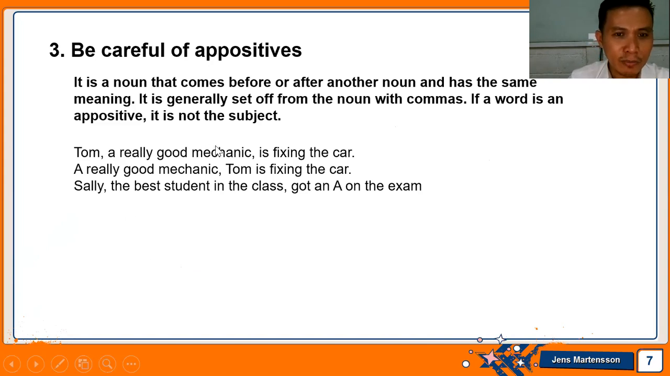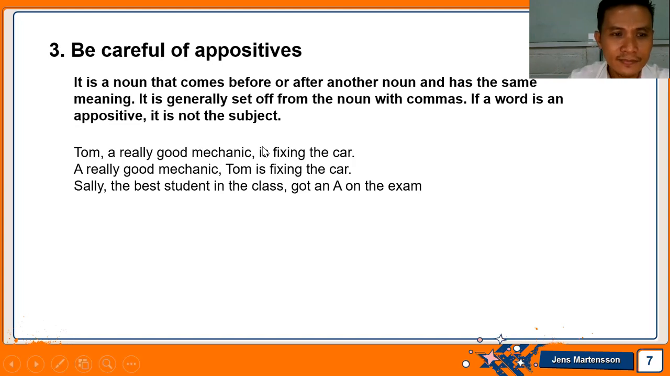That's right, a really good mechanic. It can be "a really good mechanic, Tom is fixing the car." So this can be here after Tom, and it can be here before Tom. But again, it's not the subject. Okay, it's not the subject. Jadi kalian harus fokus kepada Tom. Why do we have to focus on Tom? Normally the question yang akan ditanya itu adalah kata kerja di sini nih, is atau are atau has taken atau have taken, atau something else.